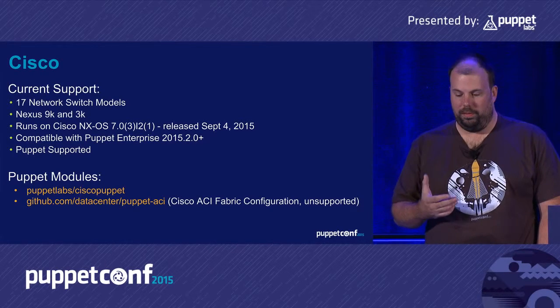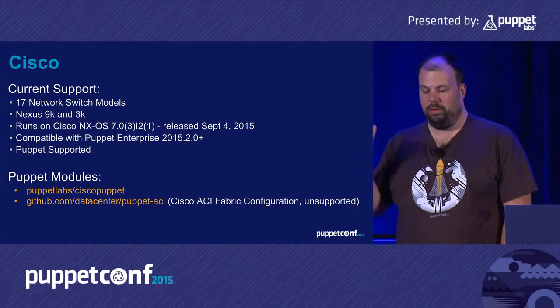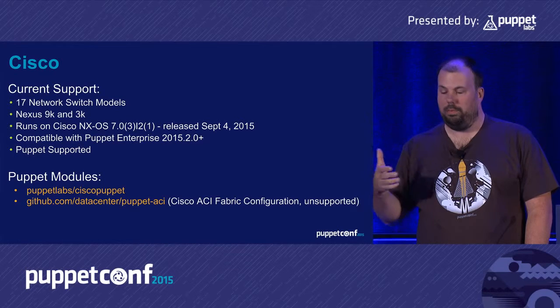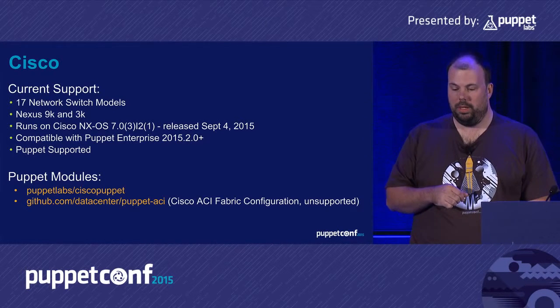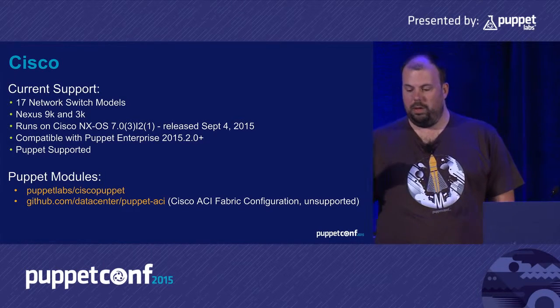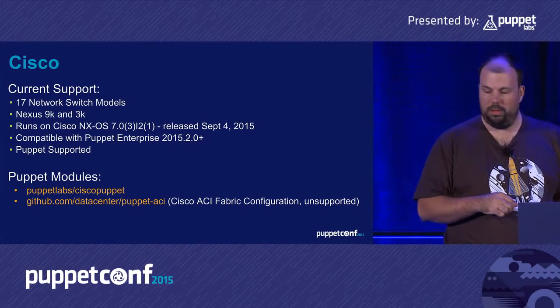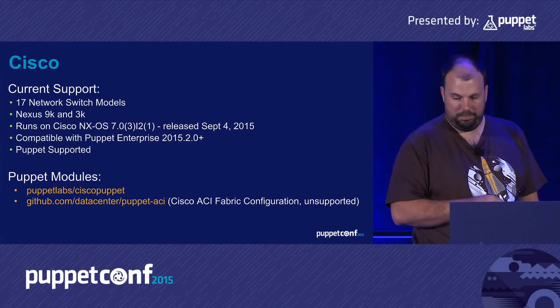It also is fully Puppet supported, and the main module that you would make use of is on the Forge. It's Puppet Labs / Cisco Puppet, and as more devices and models get supported, those are going to be included into that module. And also, it's not on the Forge at this time, but you can go directly to the GitHub repository. There's a Puppet ACI module that you can use to configure the Cisco ACI fabric as well.